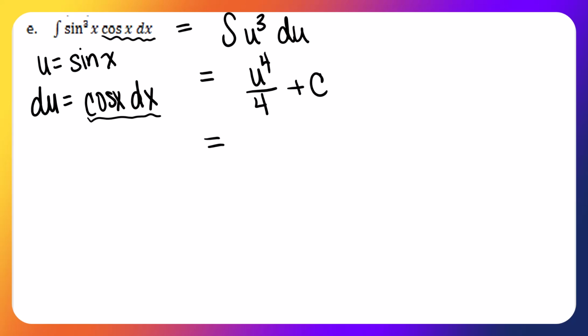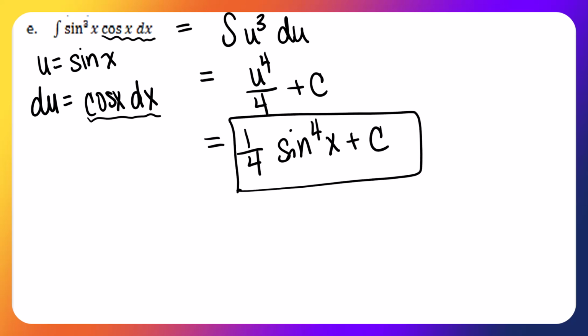Again, the last thing we want to do is just plug back in. You can divide by 4, or think about multiplying by 1/4, that's the same thing. But u, remember, was sine x, so u to the 4th is the same thing as sine to the 4th, and then we have our plus c for our constant of integration.